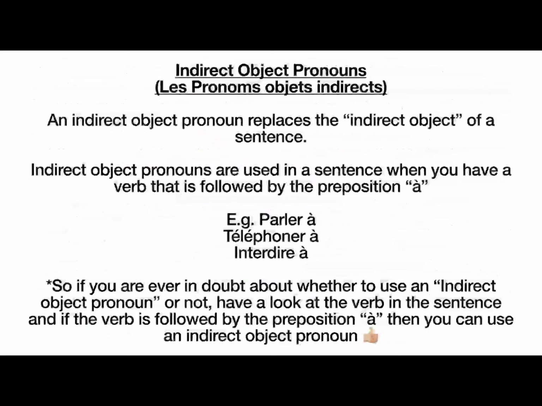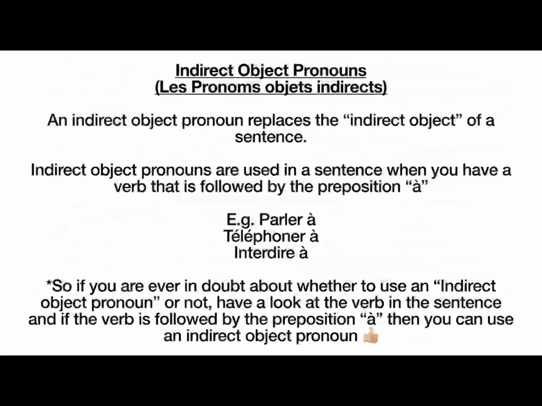So parler à, to speak to, téléphoner à, to ring, to telephone someone. So if I want to say I ring my mother, je téléphone à ma mère. Okay, and if I want to replace it with an indirect object pronoun, je lui téléphone. I ring her. So that word her, lui, I put it before the verb. Interdire à, to forbid, to ban people from doing something. Okay, so if you're ever in doubt about whether to use an indirect object pronoun or not, have a look at the verb in the sentence.